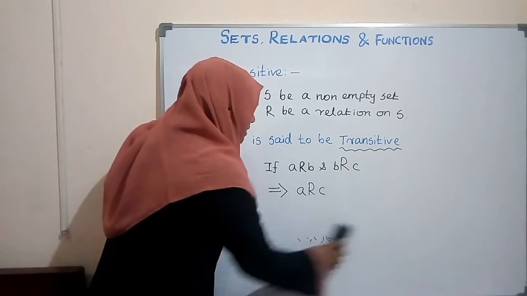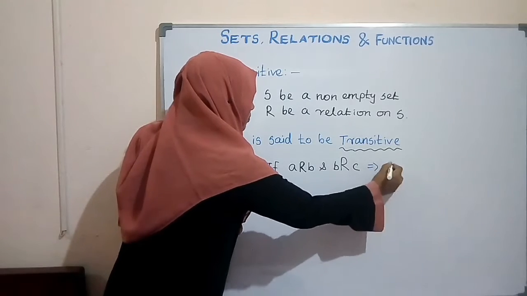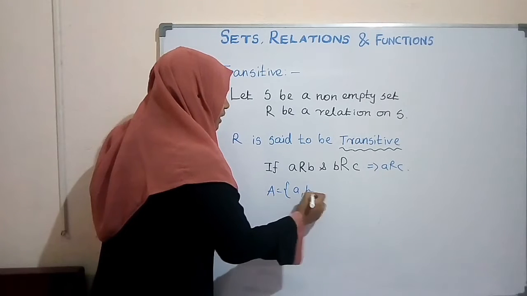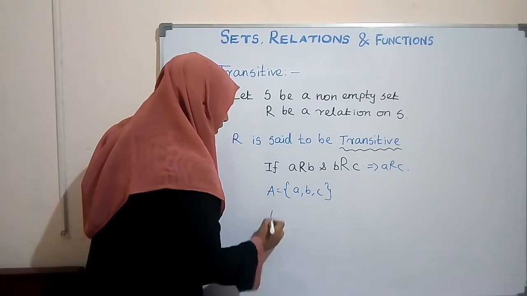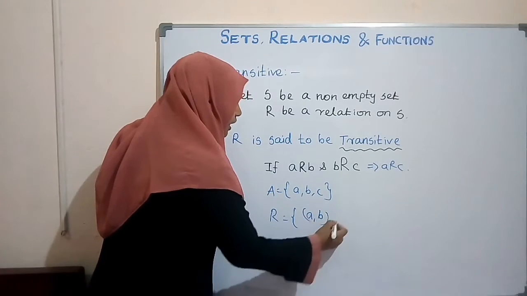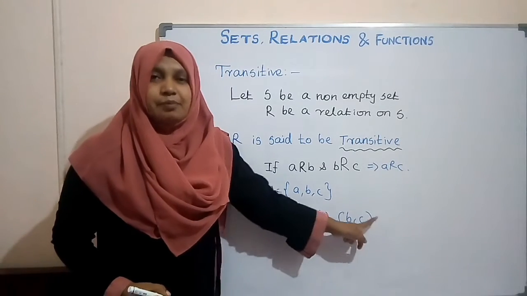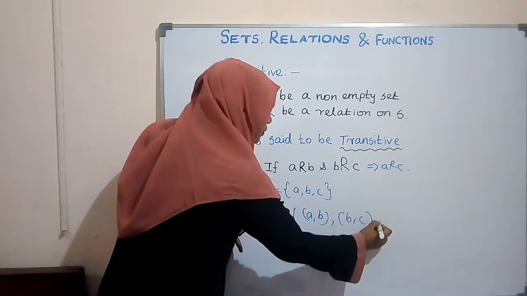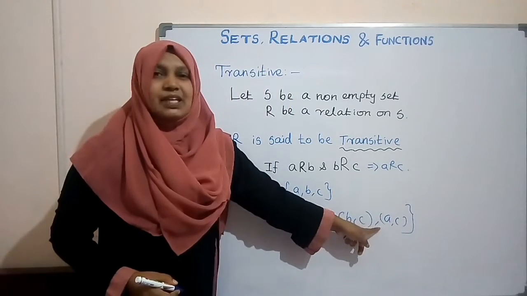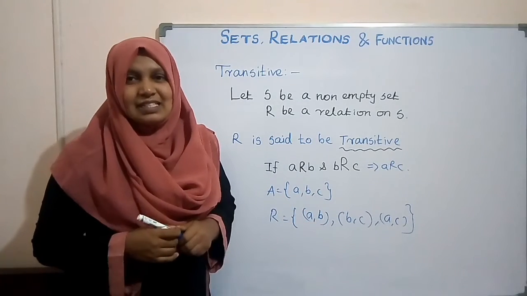Yes, we can see the same example. Let us consider the set A, B, C, and if the relation has the element A comma B and also B comma C. See, A comma B is there and B comma C is there. Then we should have A comma C. If it is there, we can say that it is a transitive relation. Otherwise it is not a transitive relation.